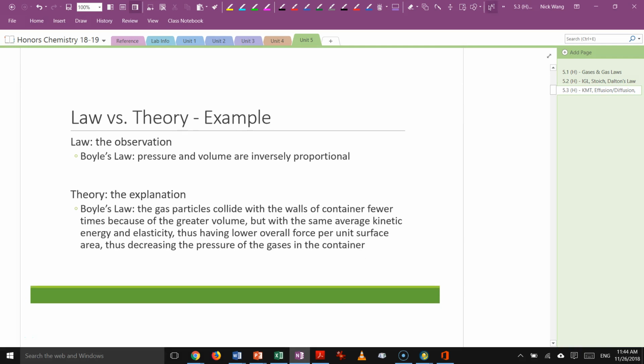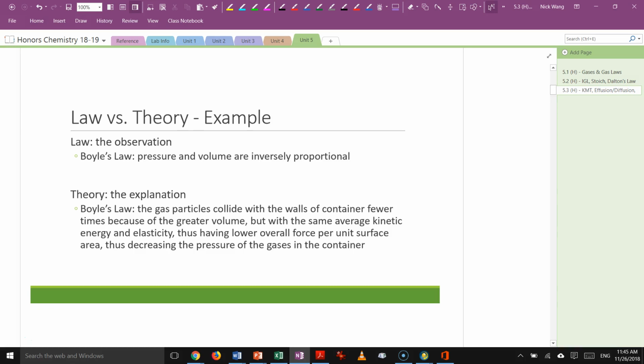Quick review of what law versus theory is, because we're talking about the kinetic molecular theory. The idea behind a law, of course, is the observation. So why is it that Boyle's law works the way it does, where when you increase the pressure of a gas, somehow the volume will go down, or vice versa? If you decrease the volume of a gas, the volume will increase. So why is it that the law is inversely proportional? That's where the theory then comes in. So the law is just the observation, the theory is the explanation.